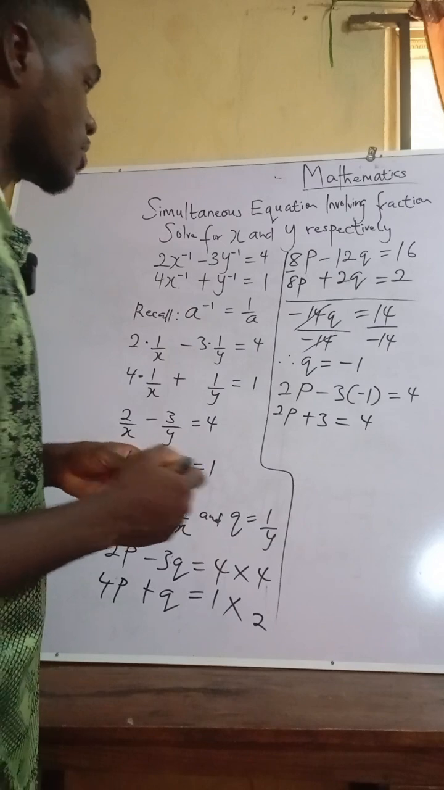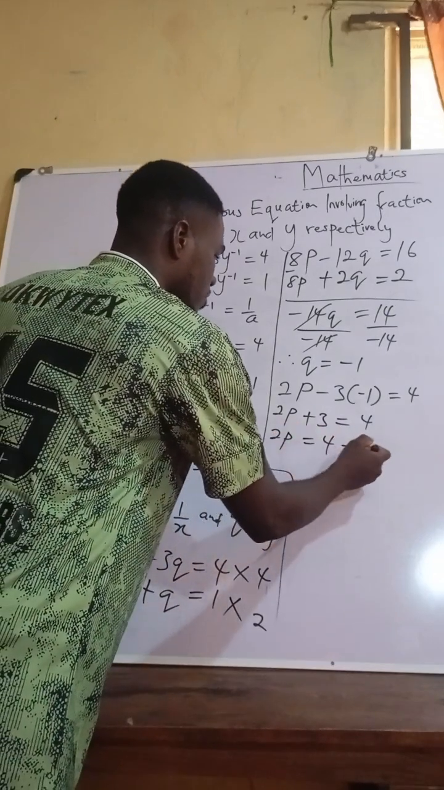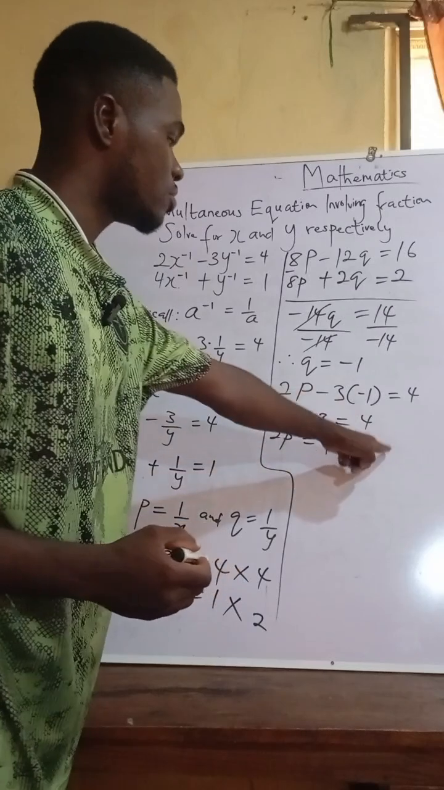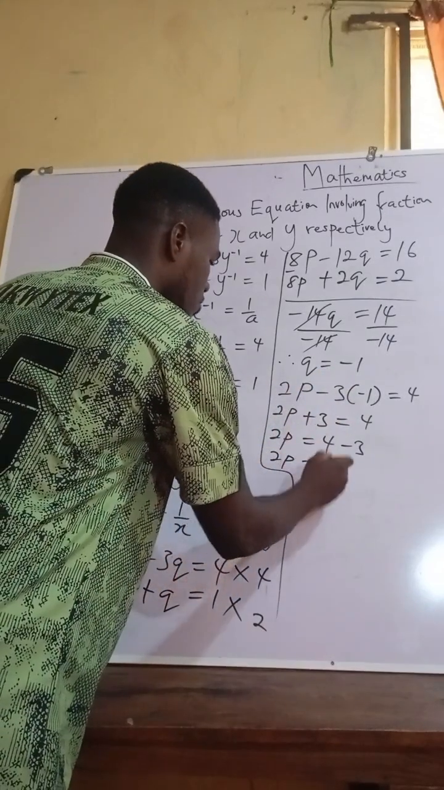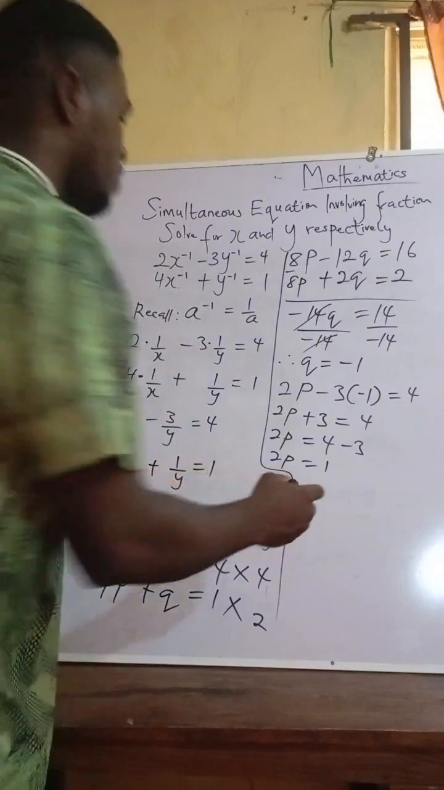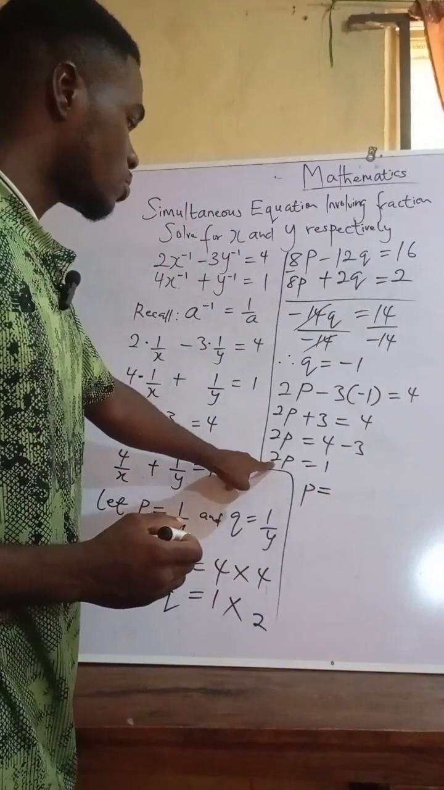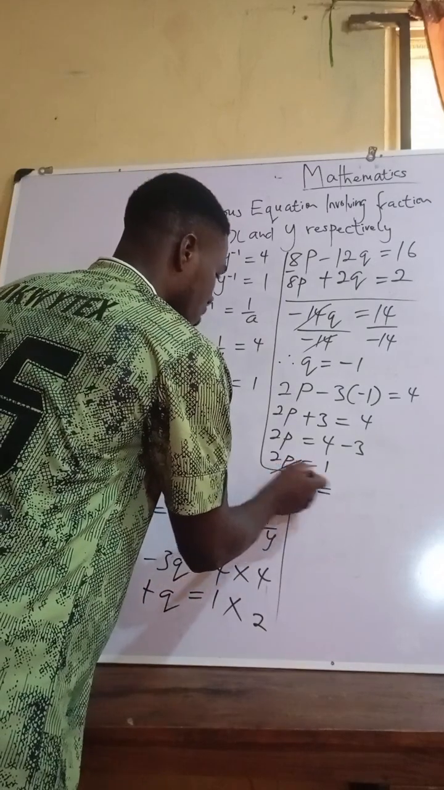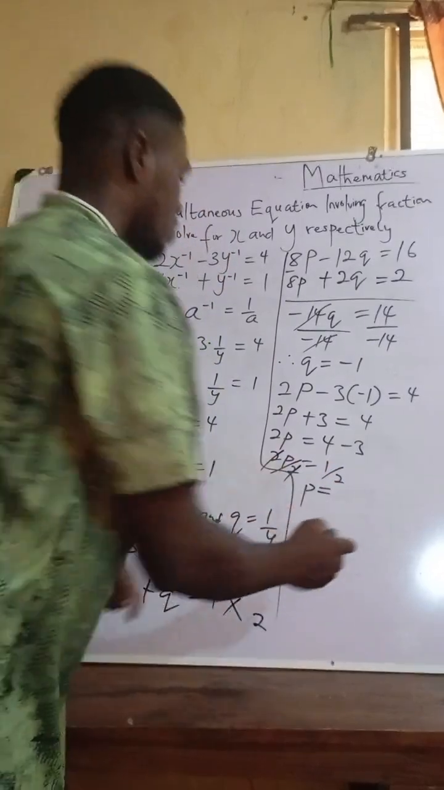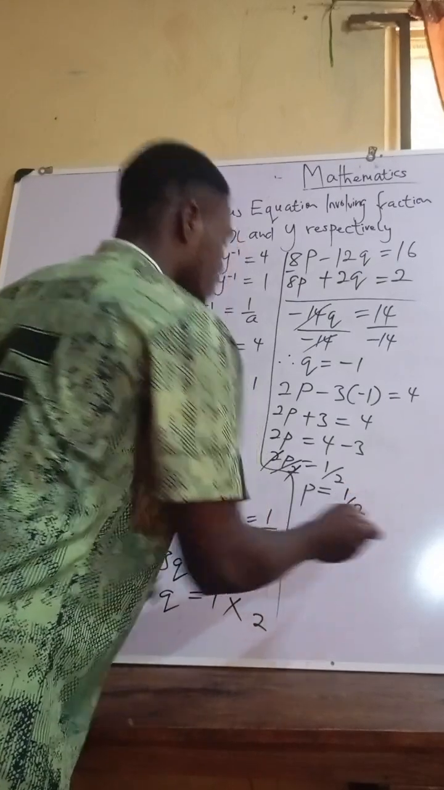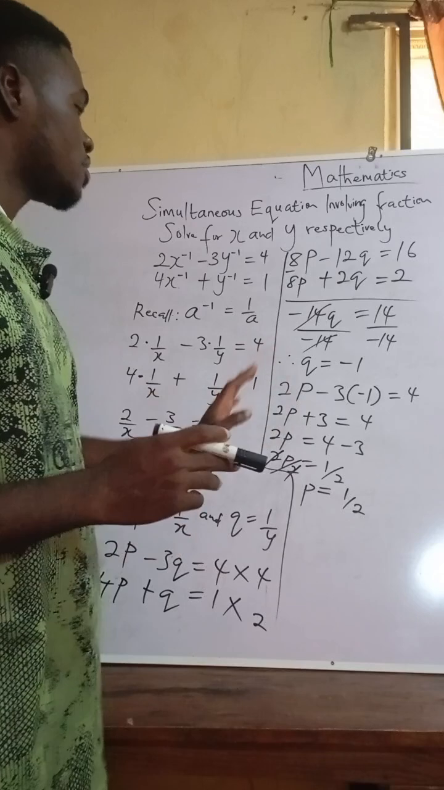Now we collect like terms here. We're going to have 2p is equal to 4 minus 3, because positive 3 moving to the right hand side becomes negative 3. Now we have 2p is equal to 1. Now of which that p is going to be, when you divide both sides by the coefficient of p, which is 2, we divide it by 2 and divide it by 2. You see that 2 will cancel 2 here, remaining that p is going to be 1 over 2. Okay, now we have gotten the values of p and q respectively.